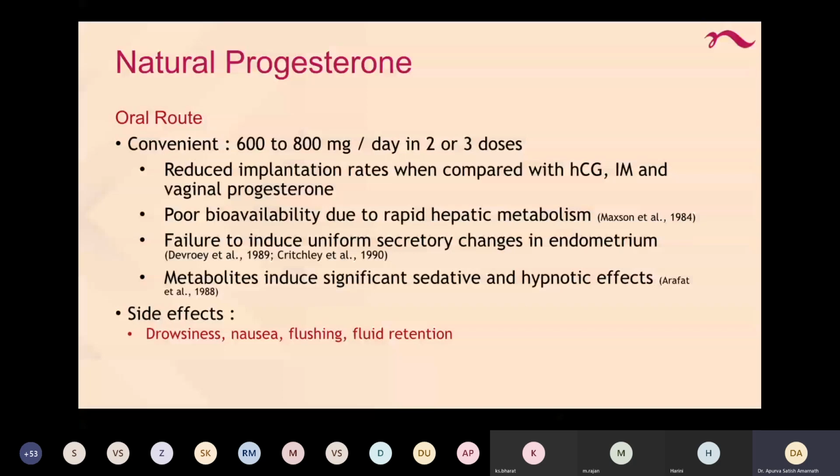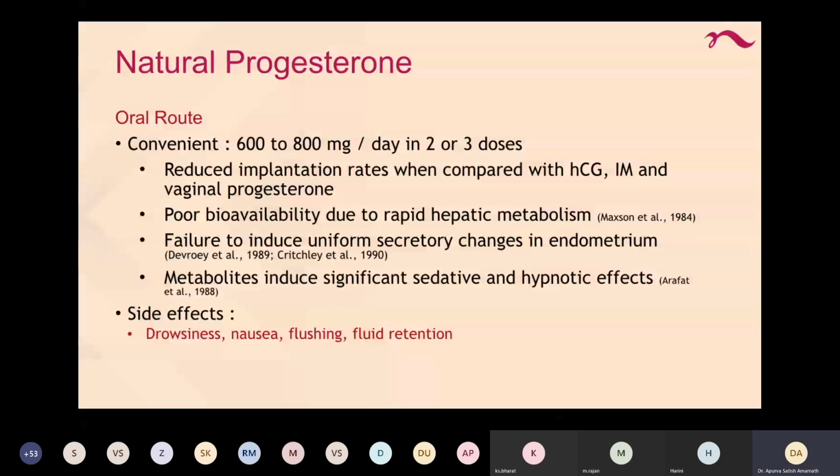It has shown reduced implantation rates when compared with HCG, intramuscular, and vaginal progesterone. It has poor bioavailability due to rapid hepatic metabolism. There is failure to induce uniform secretory changes in the endometrium. And the metabolites of natural progesterone do induce significant sedative and hypnotic effects. So the side effects of this would be drowsiness, nausea, flushing, and fluid retention. Due to all these effects, the oral route is not really preferred for luteal support in any of the cycles, either ovulation induction or an IVF cycle.